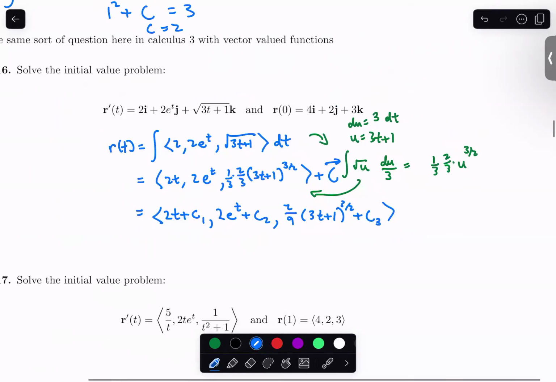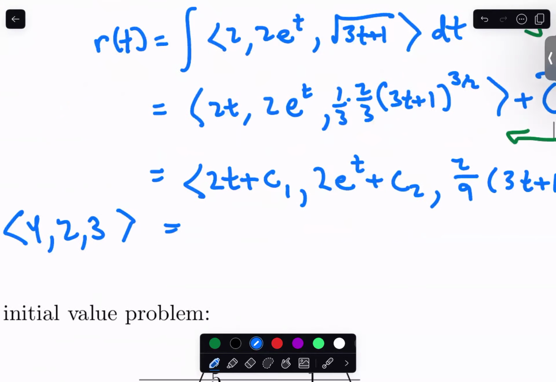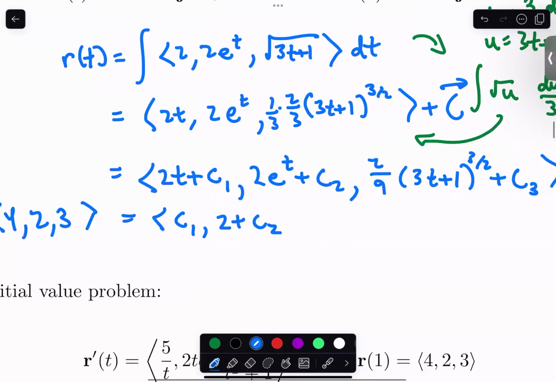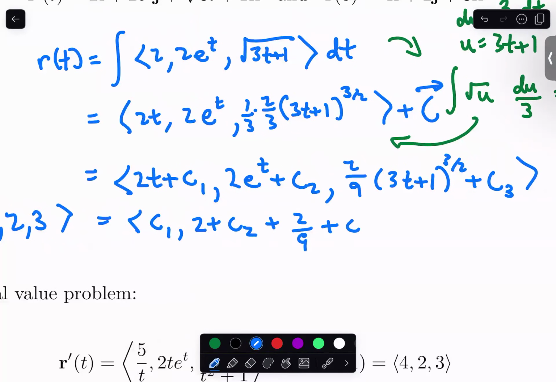So, okay, we have our first condition met. The other condition is that when you plug in 0, you ought to get out a specific vector. You ought to get out 4, 2, 3 if I plug in a 0 for my t. So that would be C1, 2 plus C2, and this would be 2/9 times 0 plus 1, 1 raised to the 3/2 would be 1. So that'd be that plus C3.